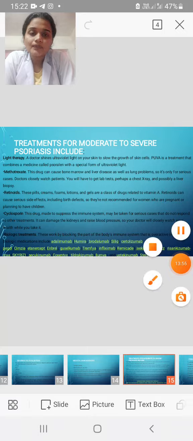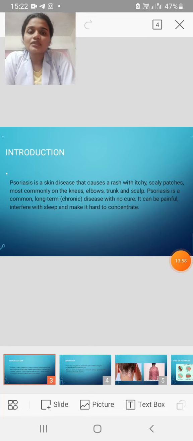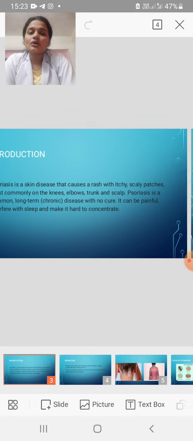One more time, we have seen the definitions and the introduction of psoriasis. What is psoriasis? Psoriasis is a skin disease that causes a rash with itchy, scaly patches, most commonly on the knee, elbow, trunk, and scalp. It is a chronic skin disease that causes rashes. Okay, the introduction we will see.